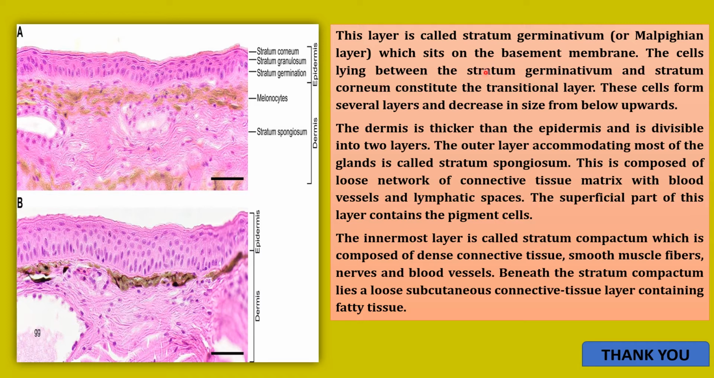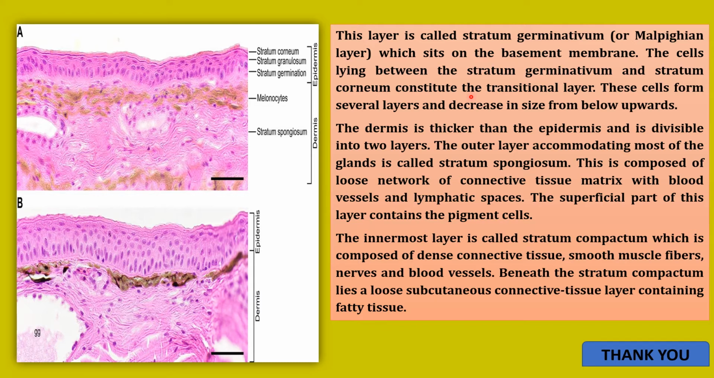So the cells lying between the stratum germinativum and stratum corneum constitute the transitional layer. Now what is the meaning of transitional layer? The cells of the stratum corneum, stratum granulosum and stratum germinativum, or Malpighian layer of epidermis, constitute the cells of the transitional layer. And transition basically means changes. So these cells can form several layers, they can change, and they can decrease in their size from below upwards.